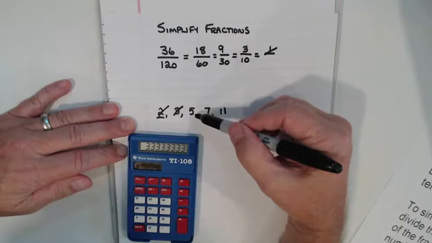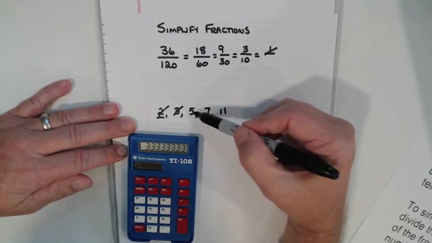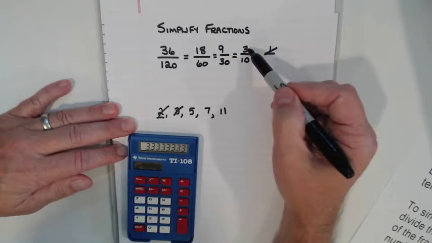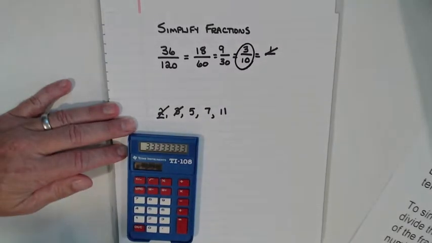My next number on my list is 5. 5 is bigger than this one. As soon as I get one of these in my list that's bigger than this, that's where I stop. I have simplified that fraction right there.